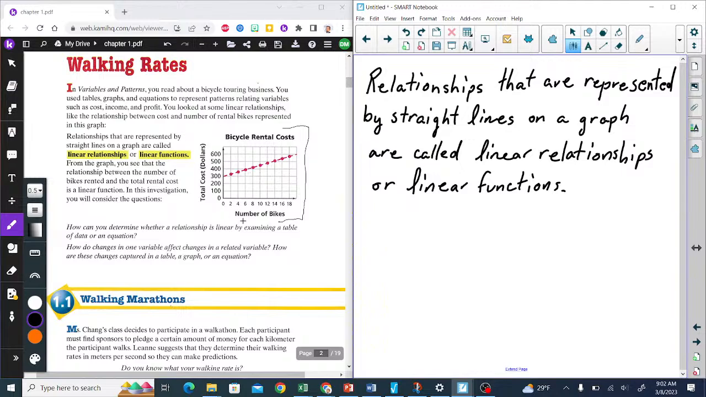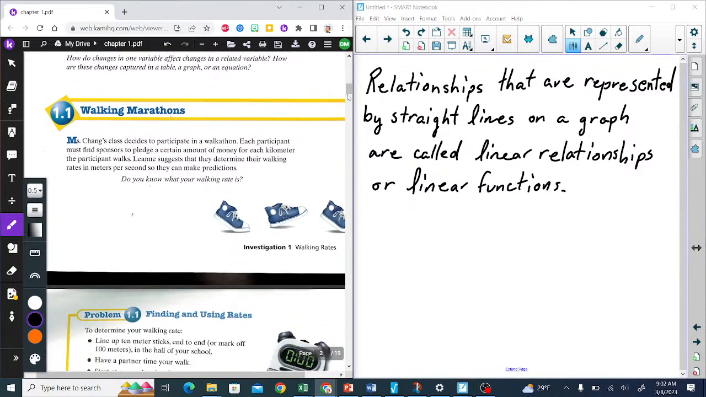For instance, as the number of bikes increases, the cost increases. So an increase in one results in an increase in the other. Likewise, if we started off in the middle here, a decrease in one causes a decrease in the other. So how are these changes captured in a table, graph, or an equation? We're going to have to look for those things. In a graph, it's pretty easy to see, but in a table and an equation, it might not be quite so easy.